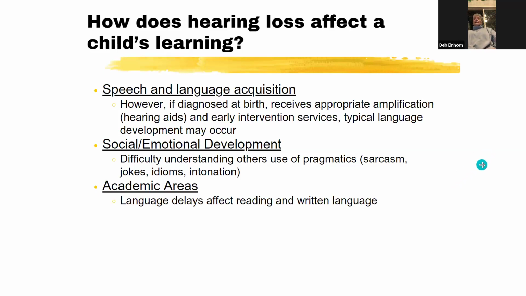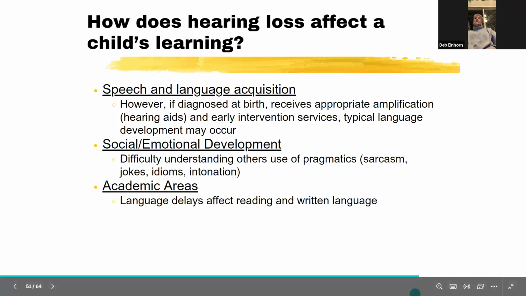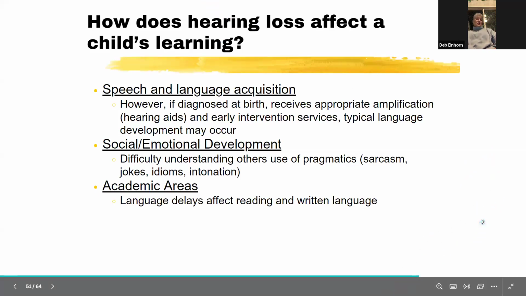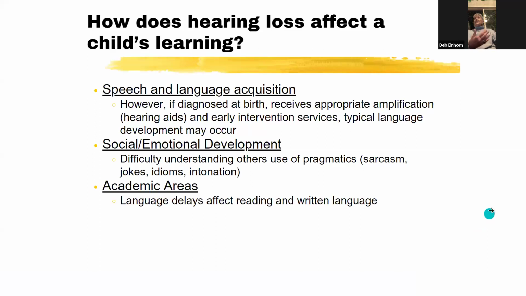So how does hearing loss affect a child's learning? Well, children that don't hear are obviously not going to develop speech and language in the same way that hearing children will develop those skills. It affects social emotional development because they have difficulty understanding others' use of pragmatics, which would include things like sarcasm, jokes, idioms, or intonation. They're not going to catch the way a person says something, or they may not understand a joke or something that is not meant literally.